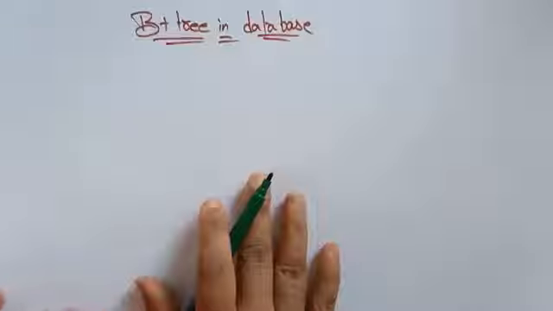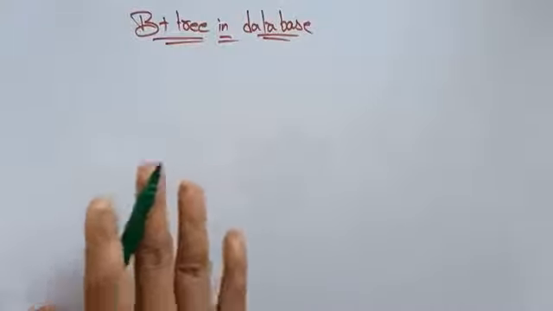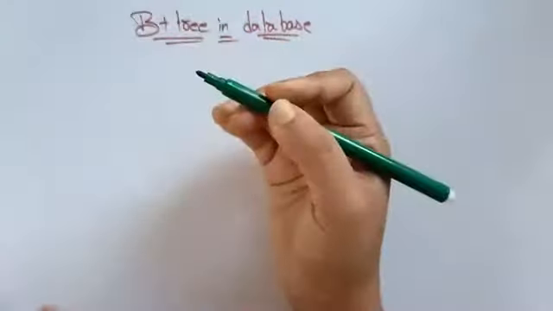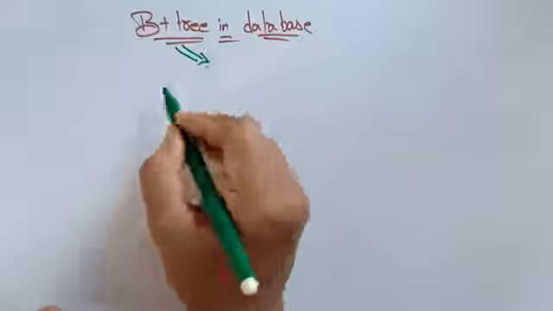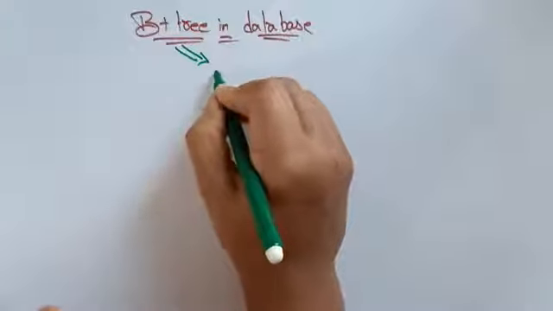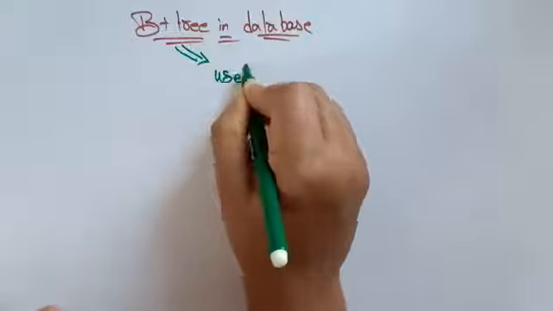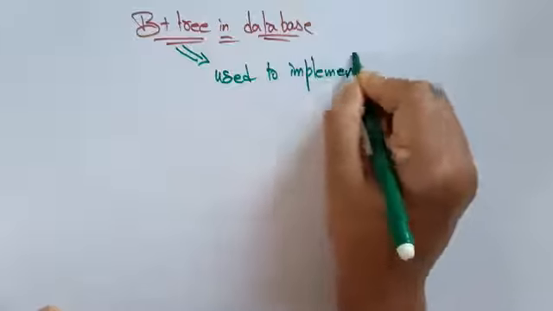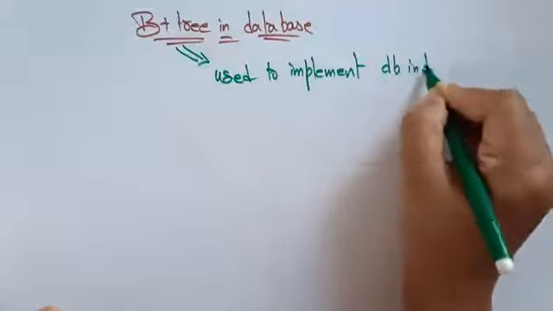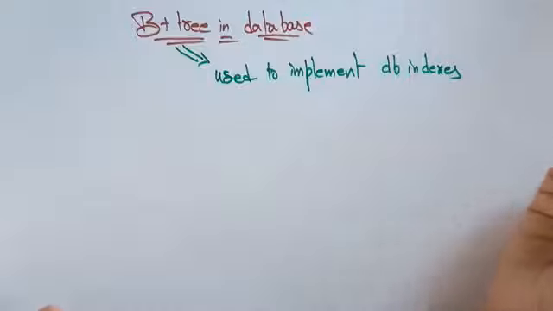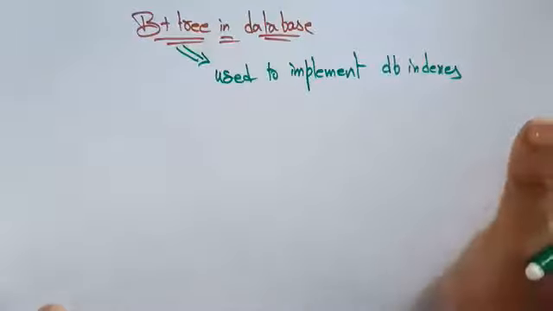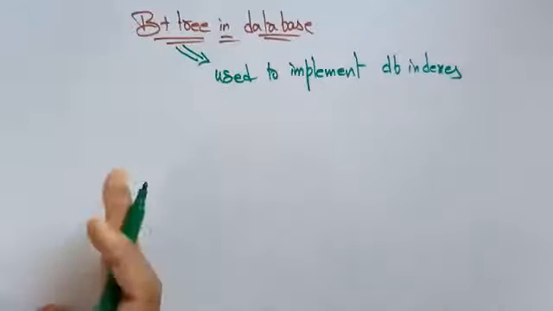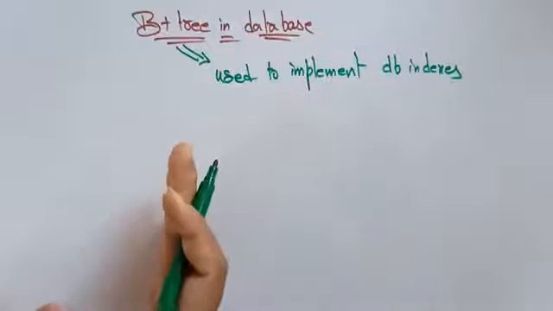So what is this B plus tree? It is a data structure which is used for the implementation of database indexes. Just like in data structures, here in the database these B plus trees are used to implement database indexes. That's why we call it one of the multi-level indexing. It is a balanced binary search tree. It follows the multi-level index format, which we already know.